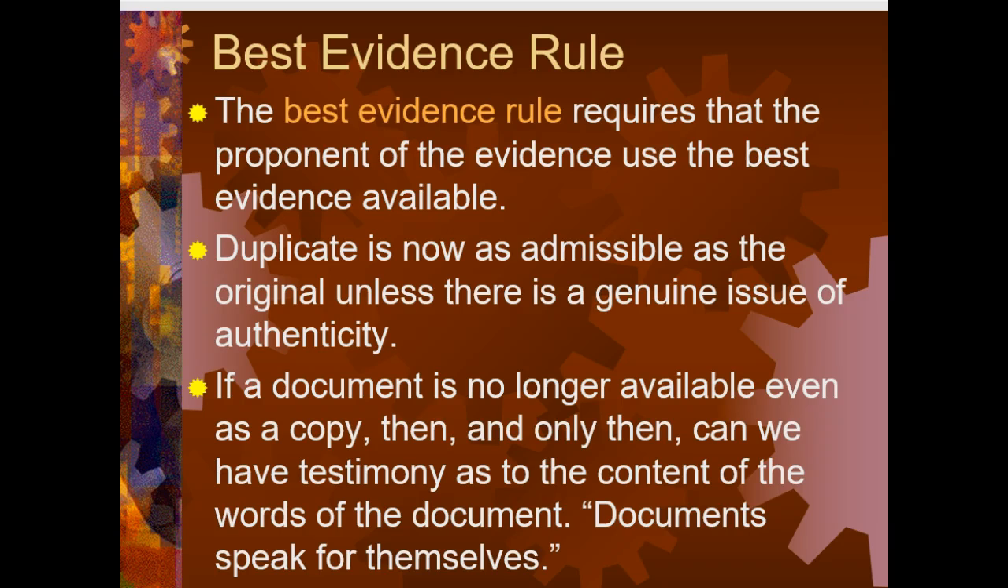Now, there are many exceptions to the rule, and it's almost been eaten up entirely. Because a duplicate now is admissible as the original unless there's a genuine issue of authenticity. If someone says, you know what, Judge, we think this is a fake, and this whole case rides on this document being authentic, the judge is going to say, okay, well, Mr. Proponent of the evidence, where is the original? And if you can't explain why that original isn't around, or you can't get your hands on it, you might not get your evidence on, based on this best evidence rule.